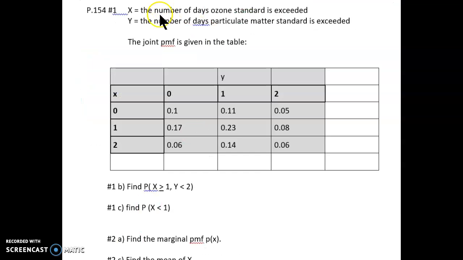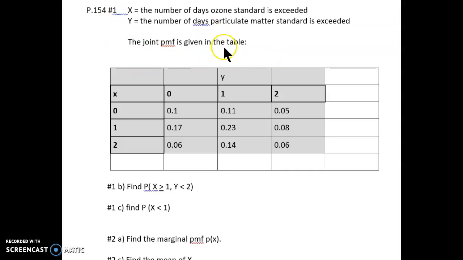In this example, I don't have the full example in front of me, just the abbreviated version, but some kind of environmental standards are being examined. X is the number of days where the ozone standard was exceeded, and Y was the number of days the particulate matter standard was exceeded.